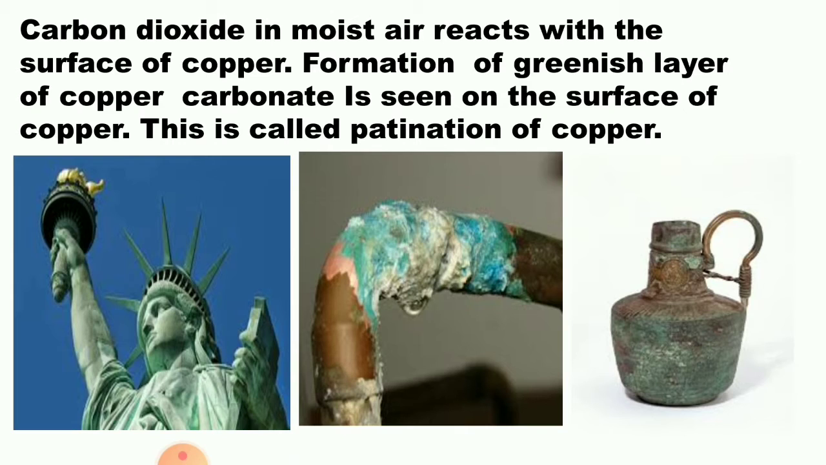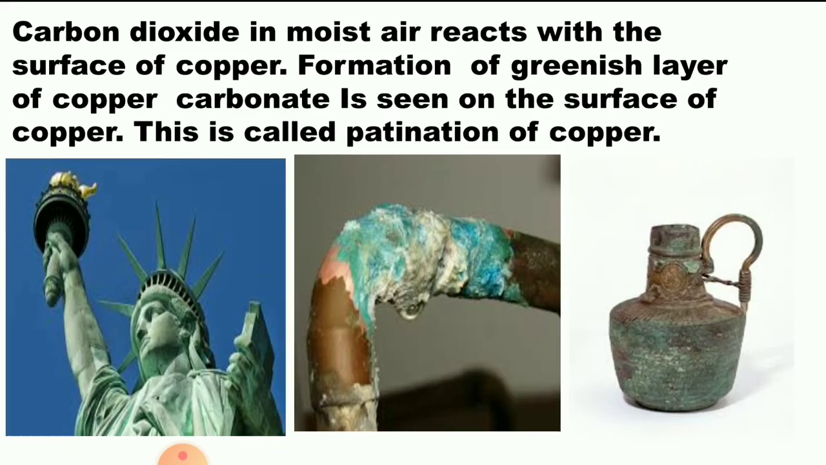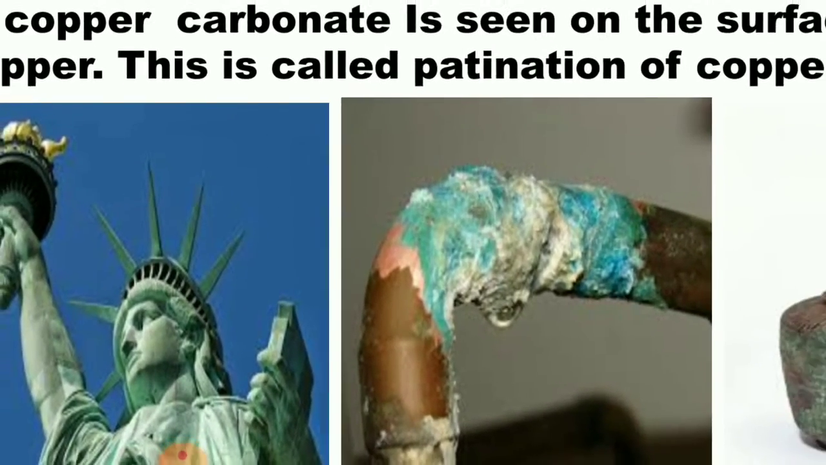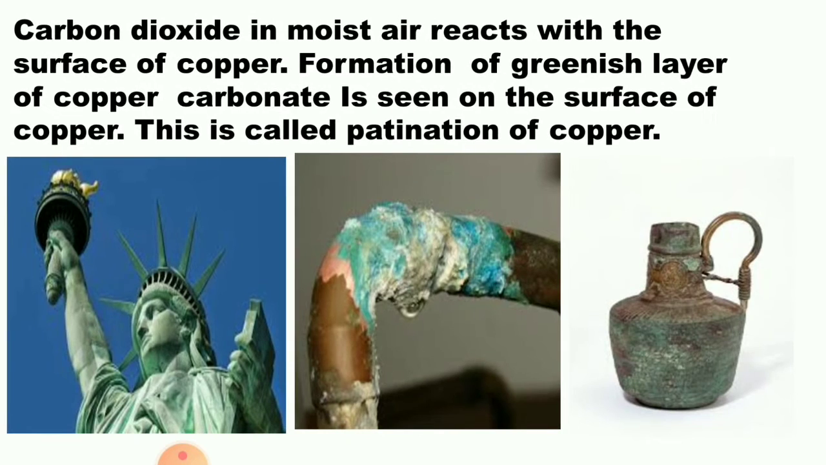At home there must be copper utensils. These copper utensils can be cleaned with the help of some acidic substances, because copper carbonate is basic in nature, it is a salt, so it can be removed easily with the help of acids. You could see the Statue of Liberty, which is made up of copper, and the reaction of carbon dioxide on it has turned that statue greenish in color. It is 300 years old, and it has now started turning greenish.